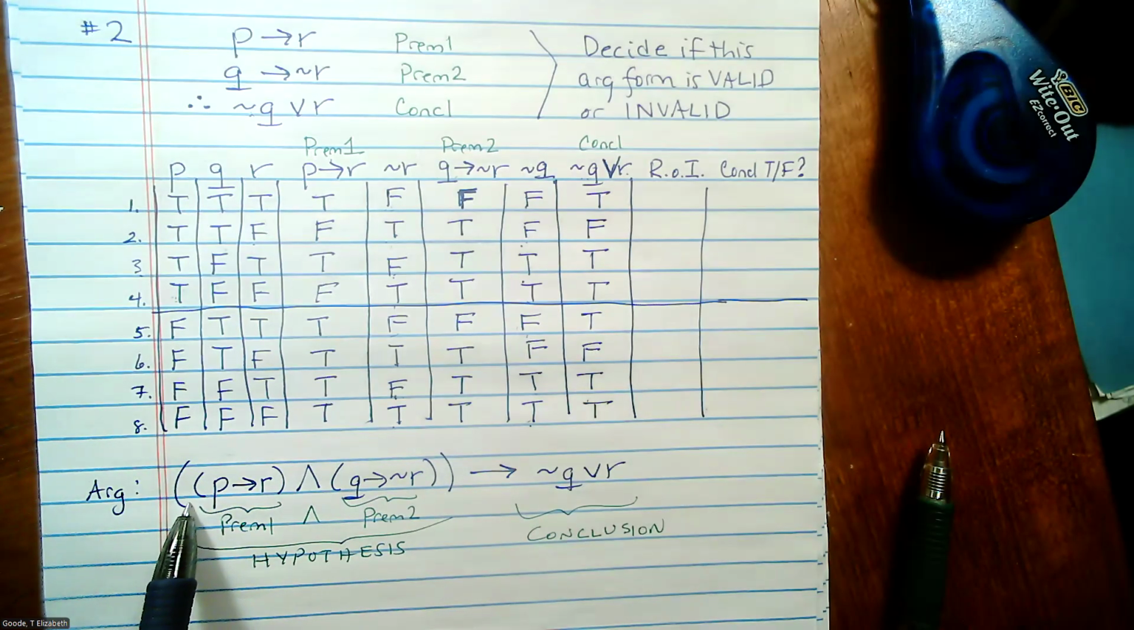I'm sorry, I have a question though. Please. Why do we have to do the inclusive OR for the P implies R or Q implies not R?